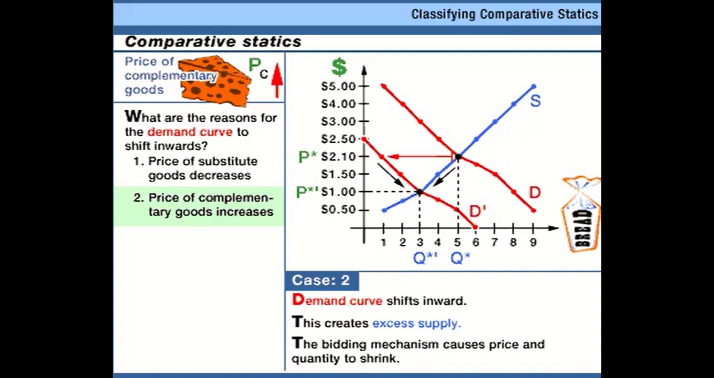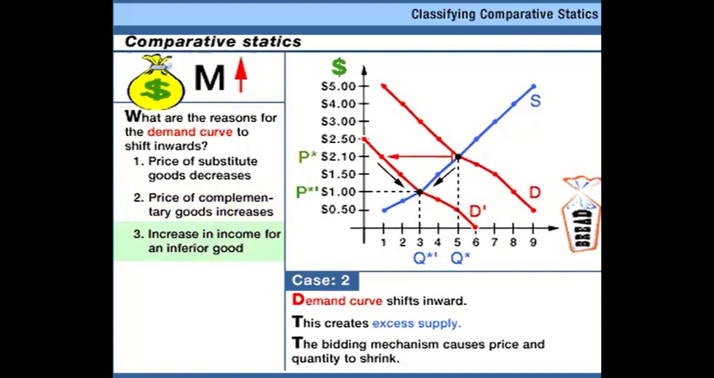The third case would be a change in income, and once again we have two cases. If bread is an inferior good, then the demand curve shifts inwards when income increases. Consumers want less bread because now they're better off and they buy other things instead. But if bread is a normal good, then the inward shift corresponds to a decrease in income. When your income falls, you buy less bread at every price.